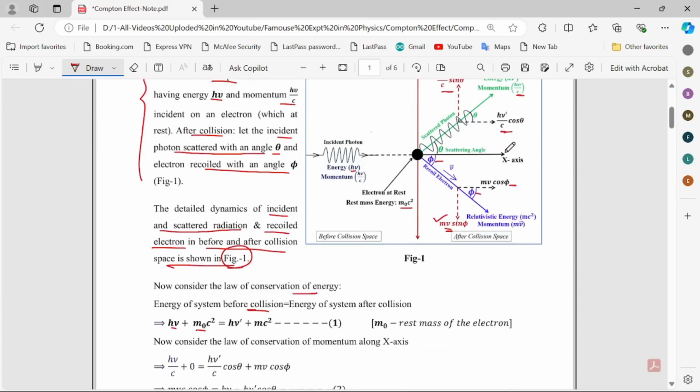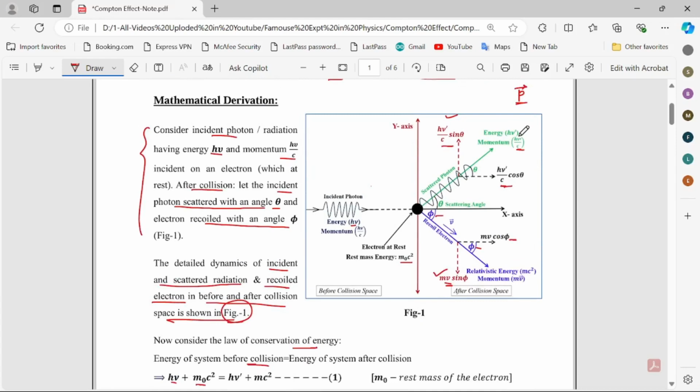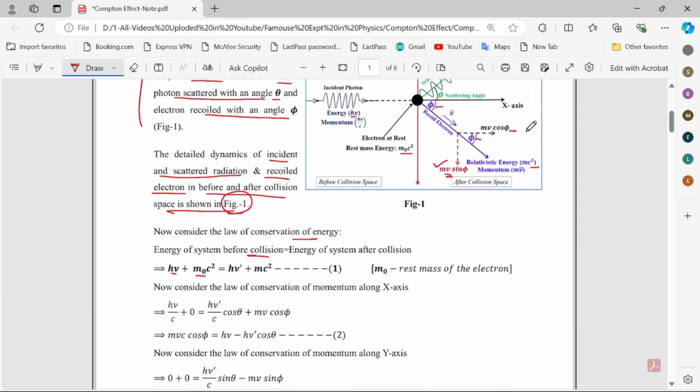of the scattered photon is h mu dash, and recoiled electron energy is m c square. So h mu dash plus m c square. Here m naught is your rest mass energy, and I will write in your note, m is your relativistic mass of electron.